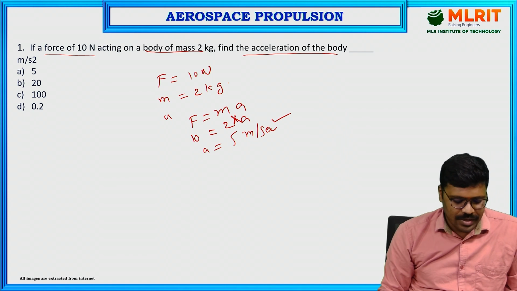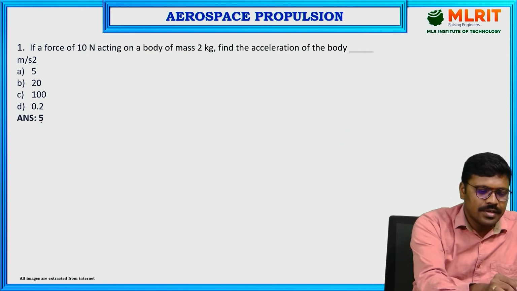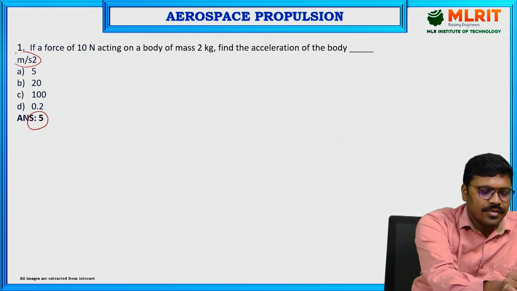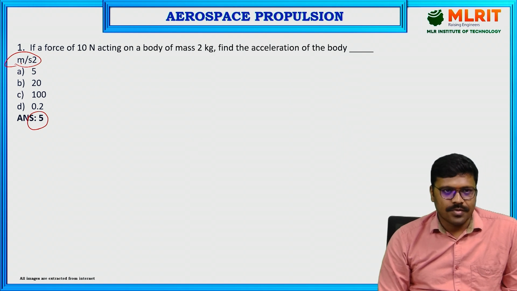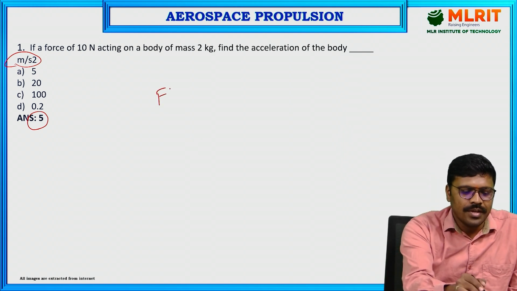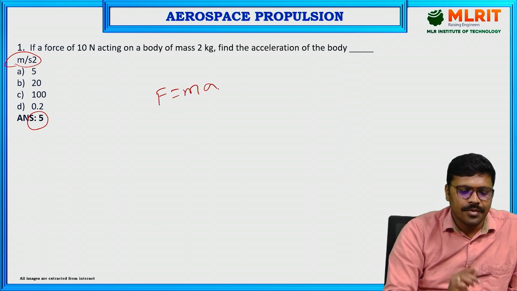So what is the answer here? The answer is 5, and the units are meter per second square, if the equation is simply F is equal to m into a, the basic equation.